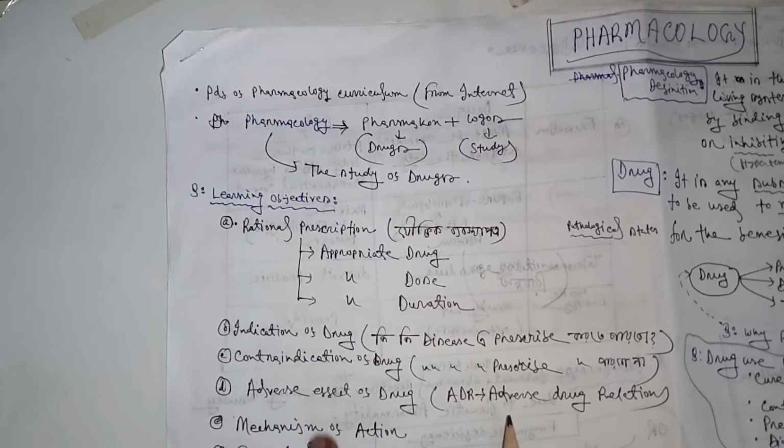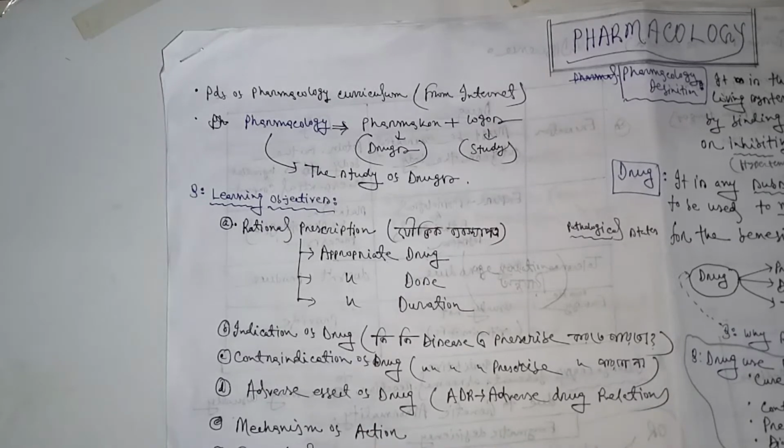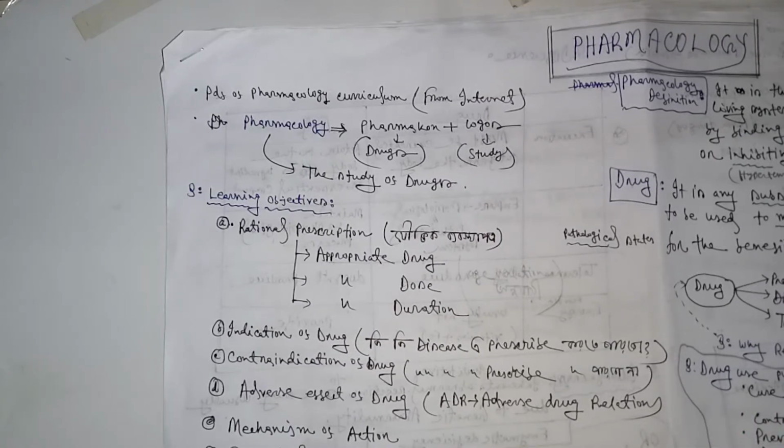So in the case of a drug, if I am taking a drug for diabetes mellitus, or for a headache, or for pain, it will reduce my pain, but along with this it will also do some kind of harmful things in my body. These are known as the adverse effects of the drug.